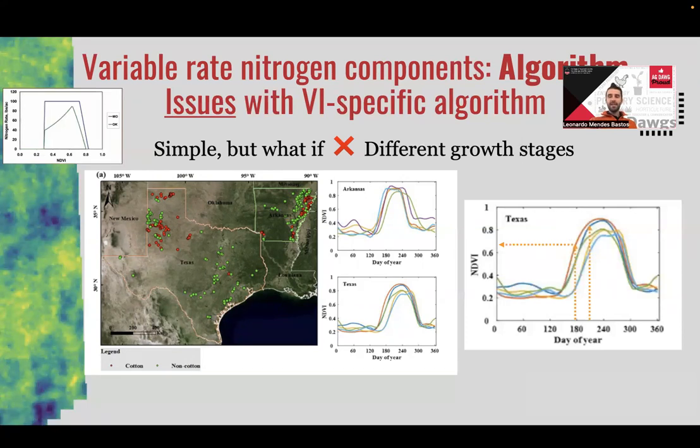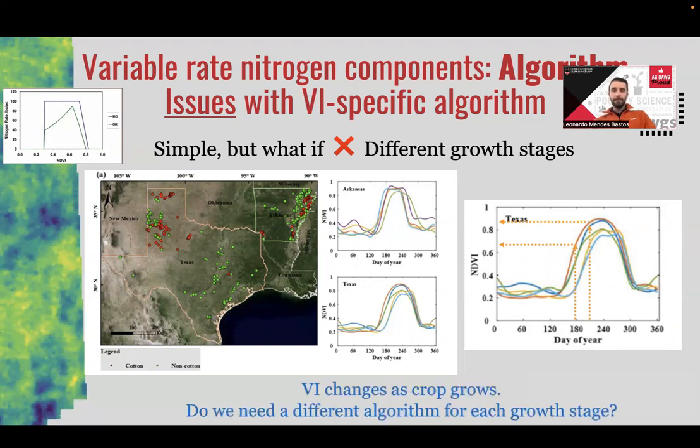If I go to a different date, the same crop, the same field is going to have a different reflectance or different NDVI value. So what happens then if you are using the data for a different timing than what the algorithm was developed for? Can you still use it? Probably not.